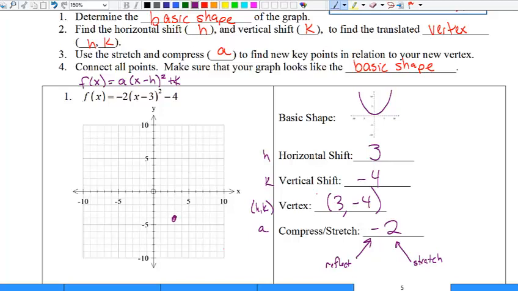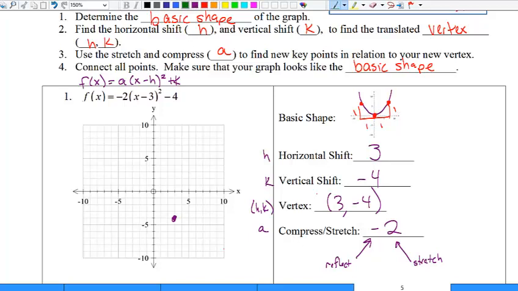Right there. Okay? Now, go back to your basic shape. The reason we drew this here is so that we could remind you how to get your key points. I always go left and right 1 and up 1 to get my new points from my parent shape. But when I do a compress and stretch, my left and right 1 will always stay the same. Always, always, always. It's the vertical part.